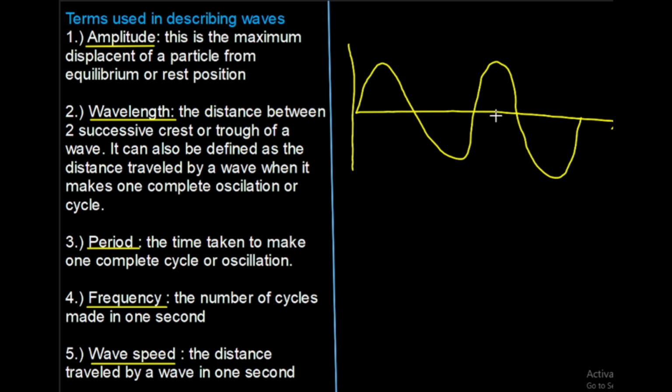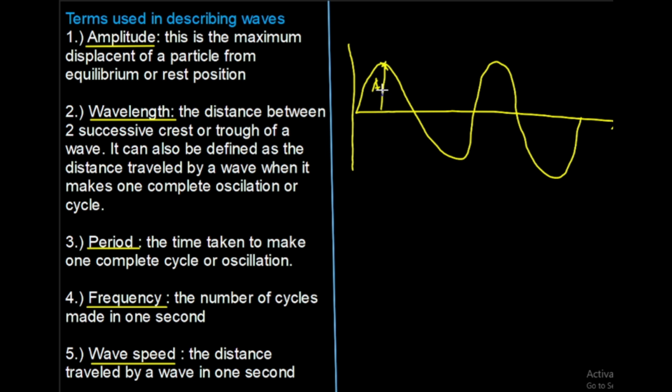This is taken as our equilibrium or rest position, the long horizontal line. The maximum displacement attained is what we call amplitude. Amplitude is simply the displacement from equilibrium position. So this is your equilibrium position. The maximum displacement the wave attains is what we call amplitude. So we have amplitude, the displacement from equilibrium to this point. The difference between this point and this point is what we call amplitude.